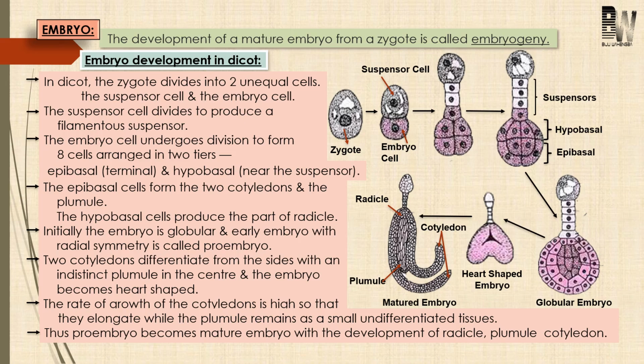Like this, more growth will again take place on the lateral side and it differentiates to form the cotyledon. So like this, the zygote develops into a mature embryo. So in dicots, what happens? The mature embryo will contain two cotyledons, one plumule and one radicle. Like this, from a zygote, a mature dicot embryo will be produced.